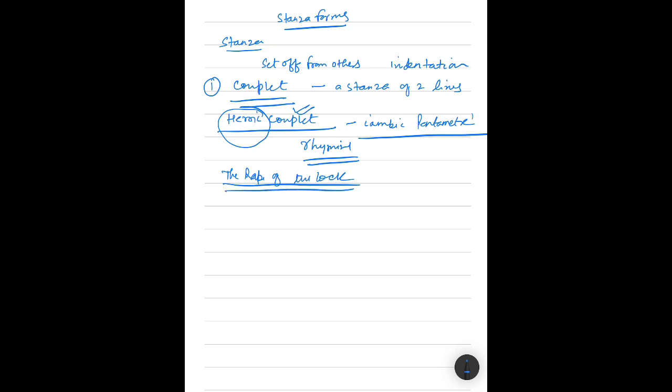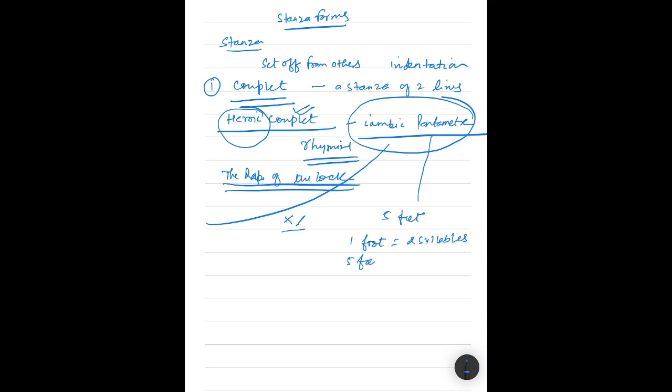And when I say iambic pentameter lines, iambic means the first syllable will be unstressed, second will be stressed. Unstressed and stressed. And pentameter means 5 feet, where 1 foot equals 2 syllables. That is 5 feet equal to 10 syllables. Syllable, I think all of you know, when you pronounce a word, you take some pauses, and those pauses make breaks in a sentence, and that forms the syllable. Or you can say the vowel sounds, whatever vowel sounds come in a sentence, they form syllables.